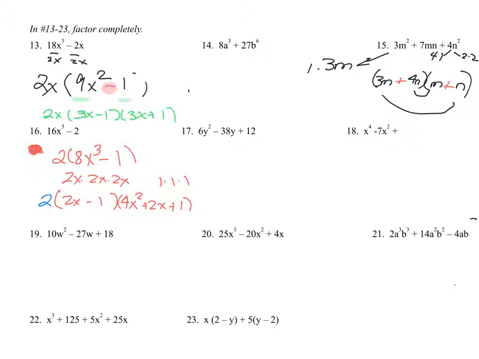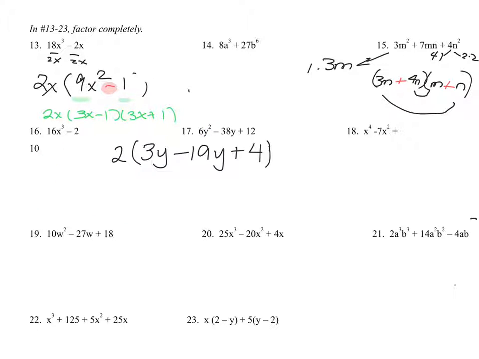Taking a look at number 17, there's a GCF here. And it's 3 terms. GCF in 3 terms, pull out the GCF first. So we pull out our GCF of 2. And we have 3y squared minus 19y plus 4. So we have 3 terms, so go ahead and get ready, factored form.